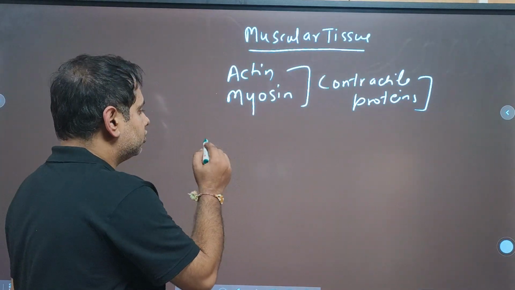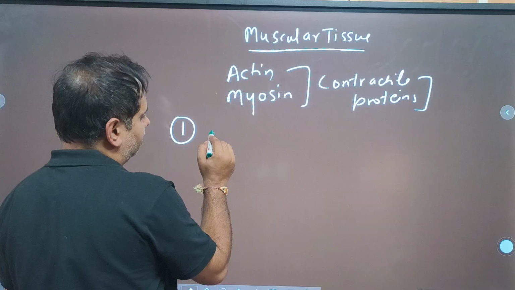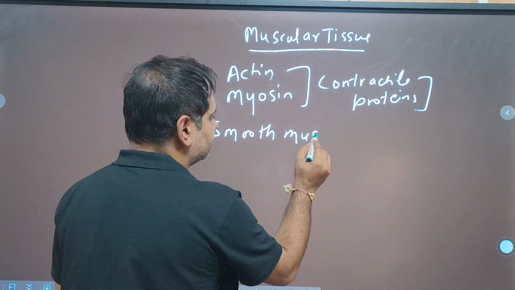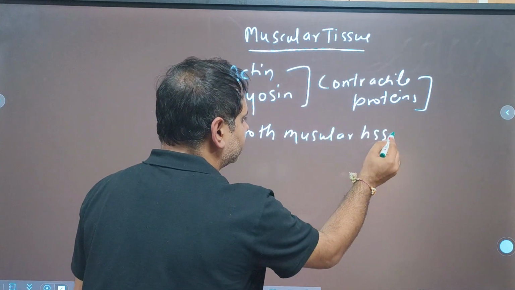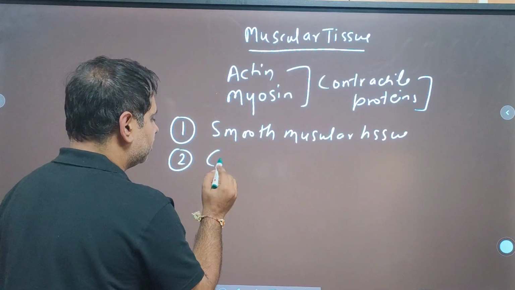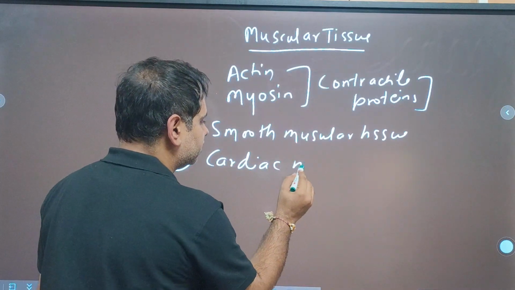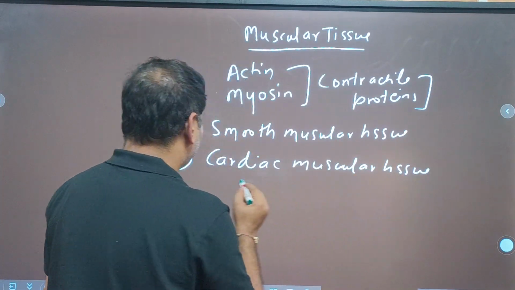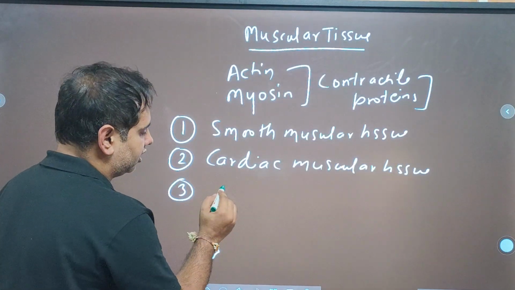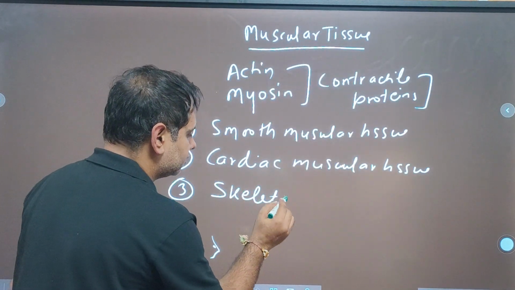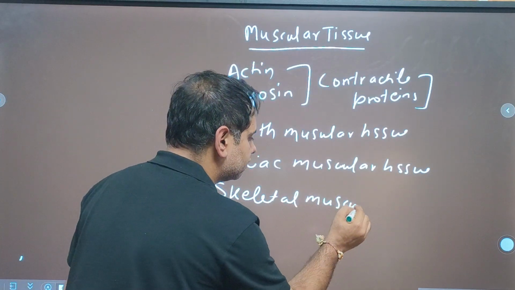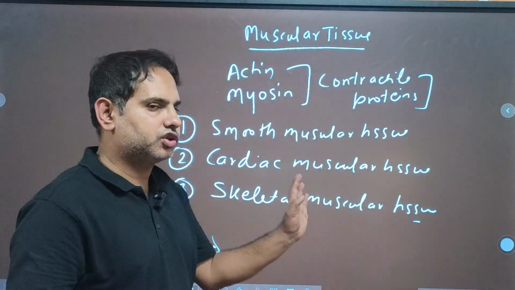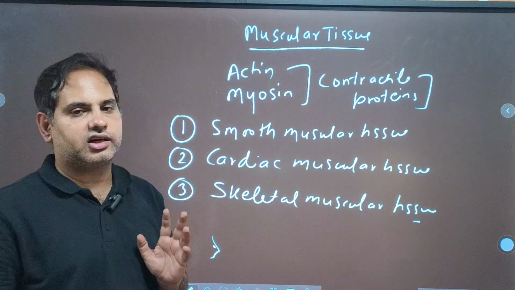So in muscular tissues there are 3 types. One is your smooth muscular tissues, then there is cardiac muscular tissues, then there is skeletal muscular tissues. So there are 3 types: smooth muscular tissues, cardiac muscular tissues and skeletal muscular tissues.